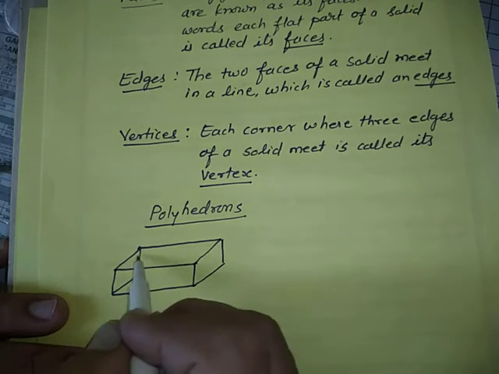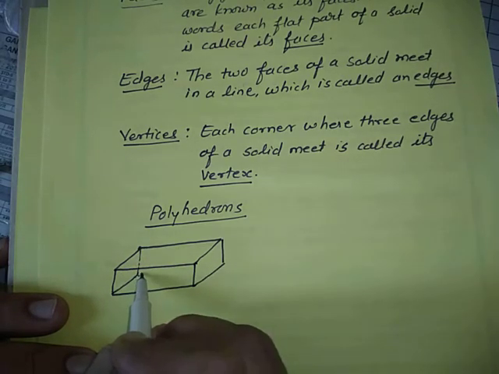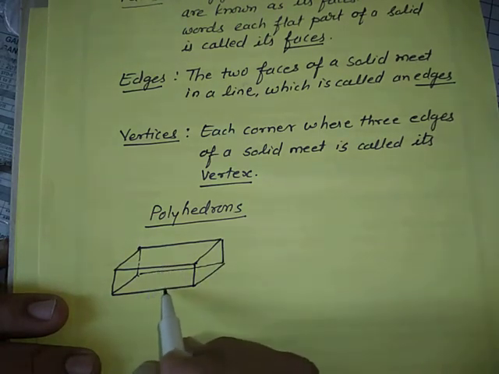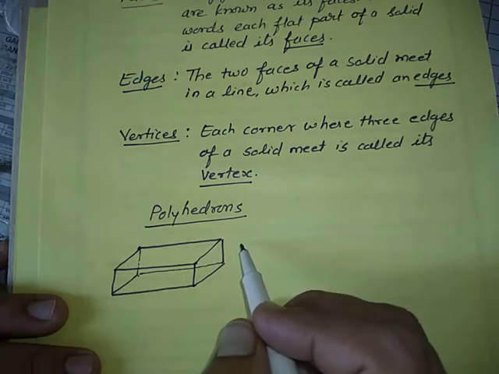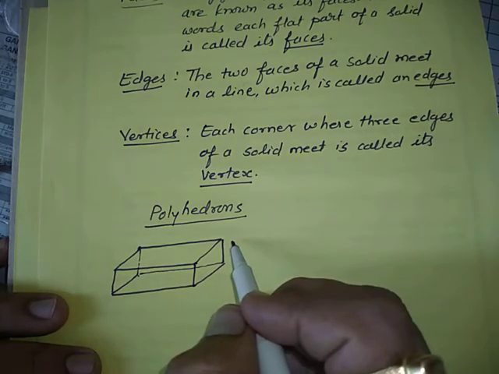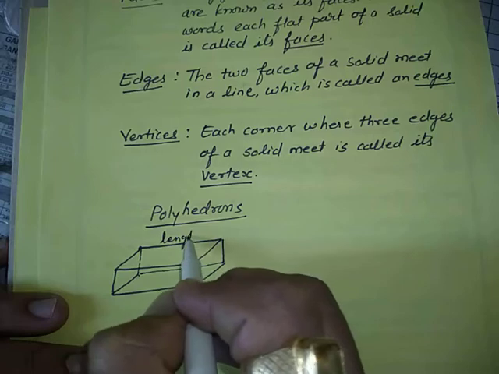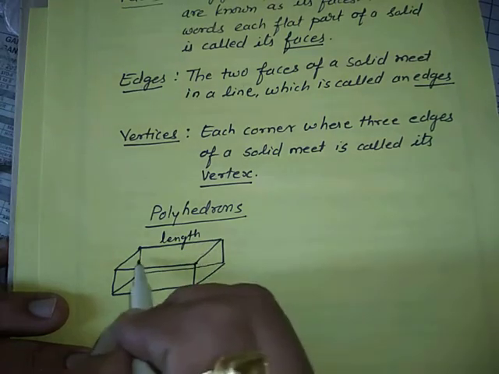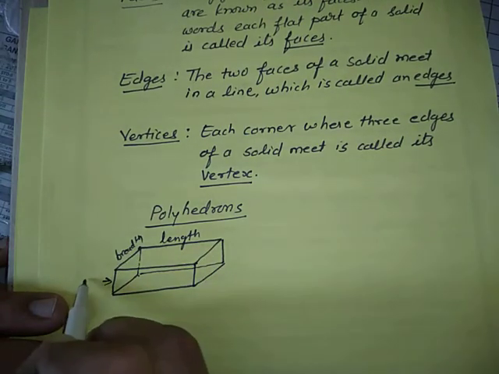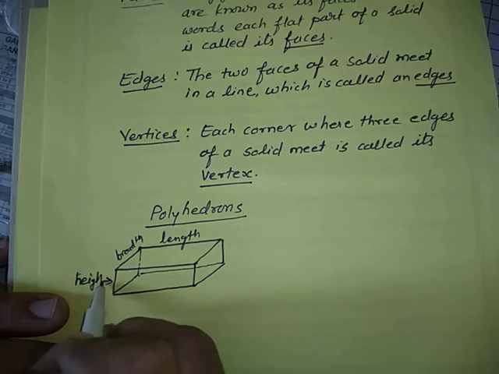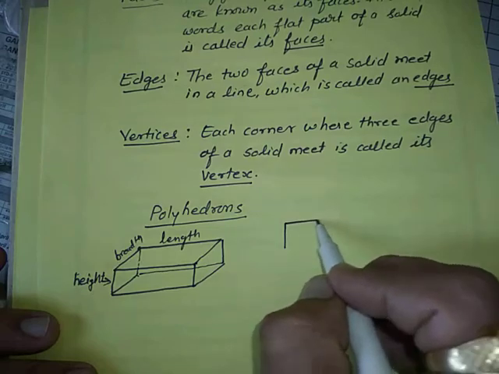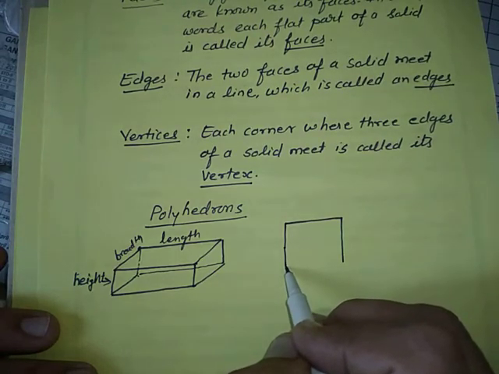Okay. So the faces, 1 2 3 4 5 6 faces are there. Then this is a cuboid shape, length and breadth and height. This is length, this one is considered as breadth, and this part is considered as height. Clear?